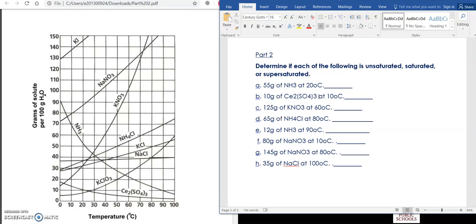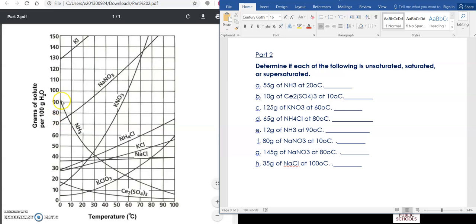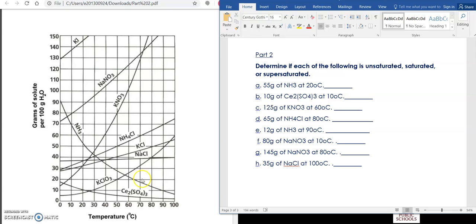The first one tells me I have 55 grams of NH3 at 20 degrees. So I want to find the line for NH3 first, and I can see that that one starts at 90 and heads downward towards less than 10. So if NH3 has 55 grams, I'm going to be right here at 55. And I could trace over to my line, and that's going to be at 20 degrees right there. Is it at 55? That's what this question is asking you. Do I have 55 grams dissolved right here at 20 degrees?